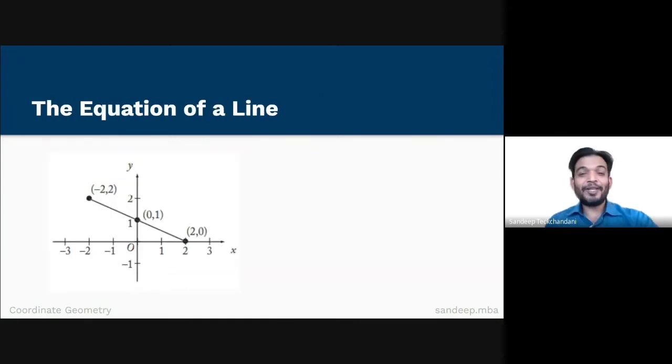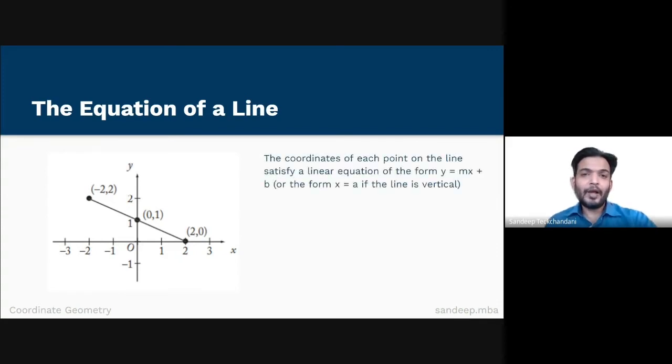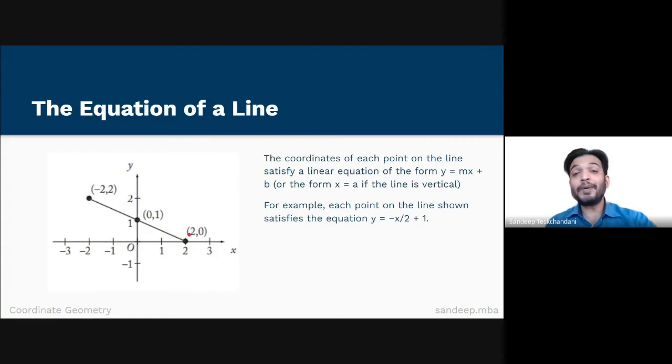In this slide, we'll talk about the equation of a line. For a line in the coordinate plane, the coordinates of each point on the line satisfy a linear equation of the form y equals mx plus b, or x equals a if the line is vertical. For example, each point on the line shown satisfies the equation y equals -x/2 plus 1. One can verify this for the points -2, 2, 0, 1, and 2, 0 by substituting the respective coordinates for x and y in the equation.